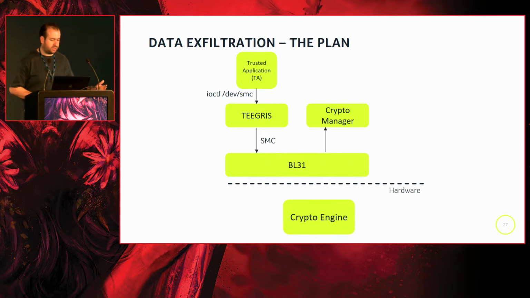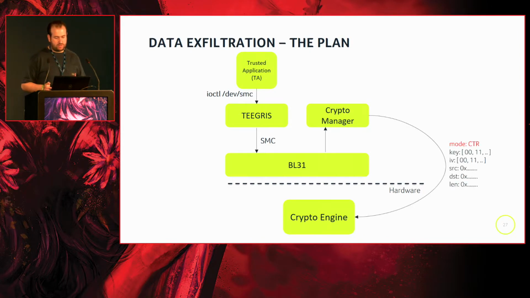The crypto manager sees, okay, this is the SMC used for encrypted memory-to-memory DMA. And then it will configure the crypto engine, set up the mode, which is encounter mode. And this is actually the only thing that is enforced by the crypto manager, because all the rest, key, IV, source address, destination address, and length will be controlled by the TA.